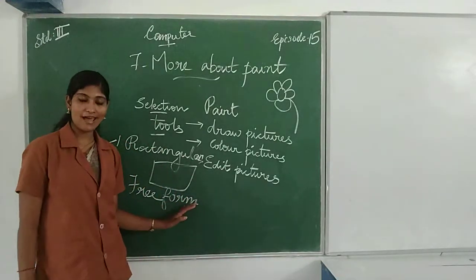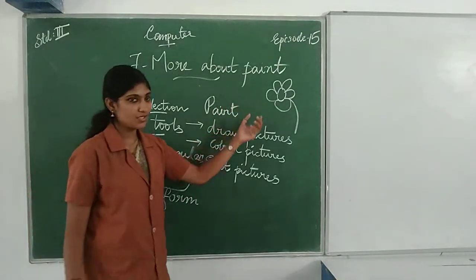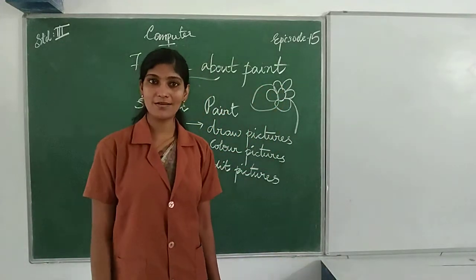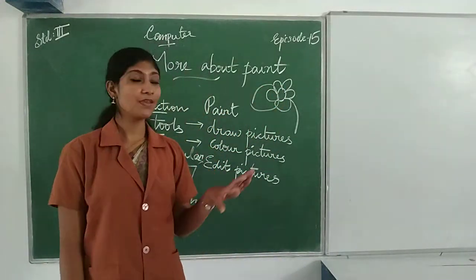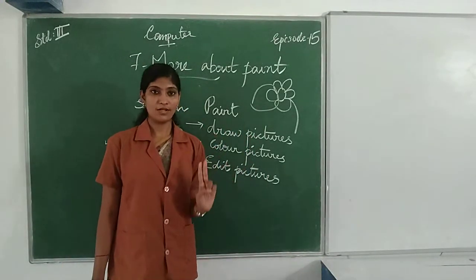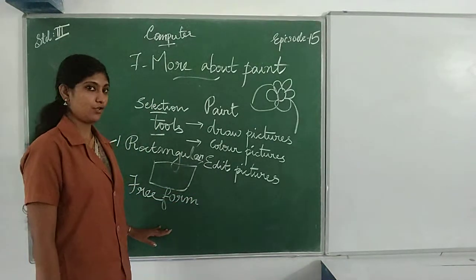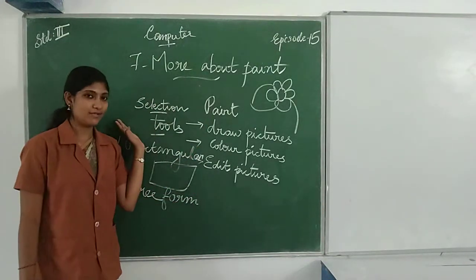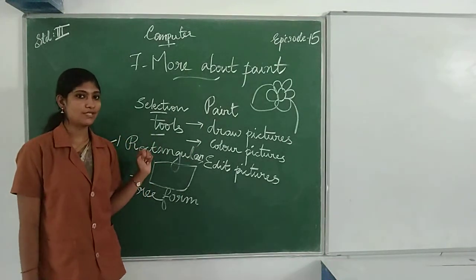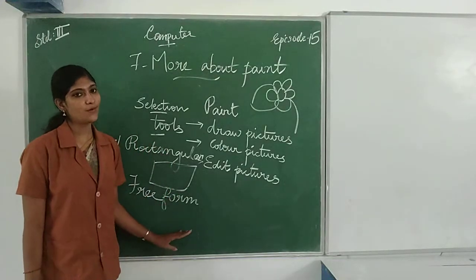The second one does not have any shape. We can select a portion with an irregular shape. Irregular shape means there is no fixed shape. You can select a picture in an irregular form. That type of selection is known as free form selection. So the selection tool consists of two types of selections: rectangular selection and free form selection.